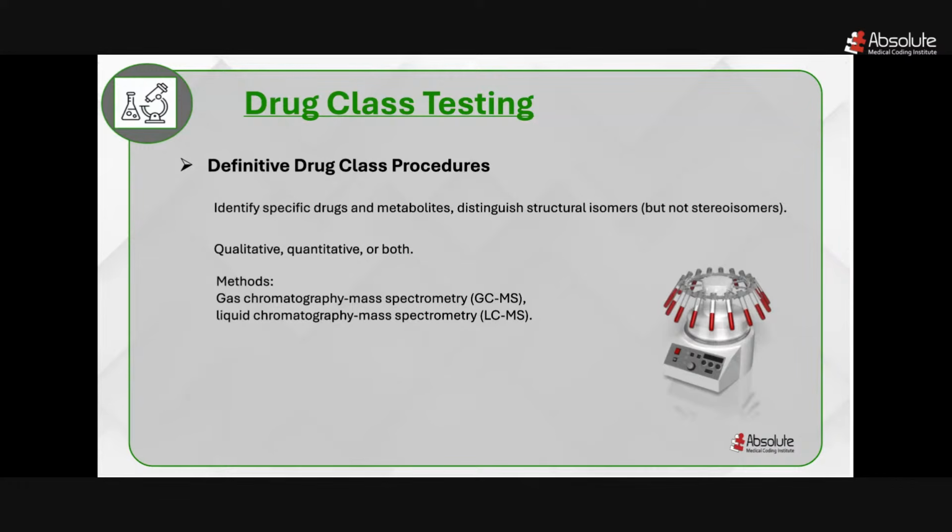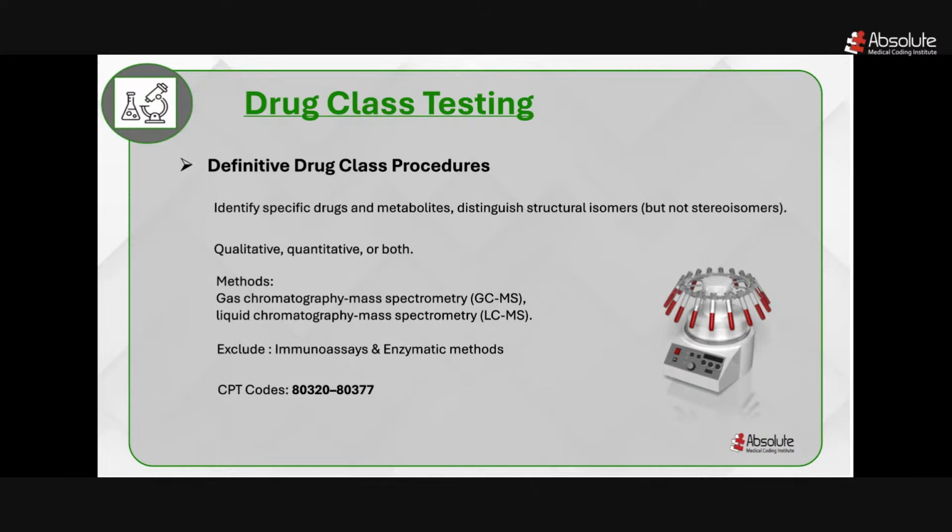And definitive drug testing is performed using advanced methods such as gas chromatography mass spectrometry and liquid chromatography mass spectrometry. And importantly, the point which you have to remember is that immunoassay and enzymatic methods are excluded here, and they are only to be used for presumptive testing. So for coding purposes, definitive drug class falls under CPT codes 80320 through 80377.